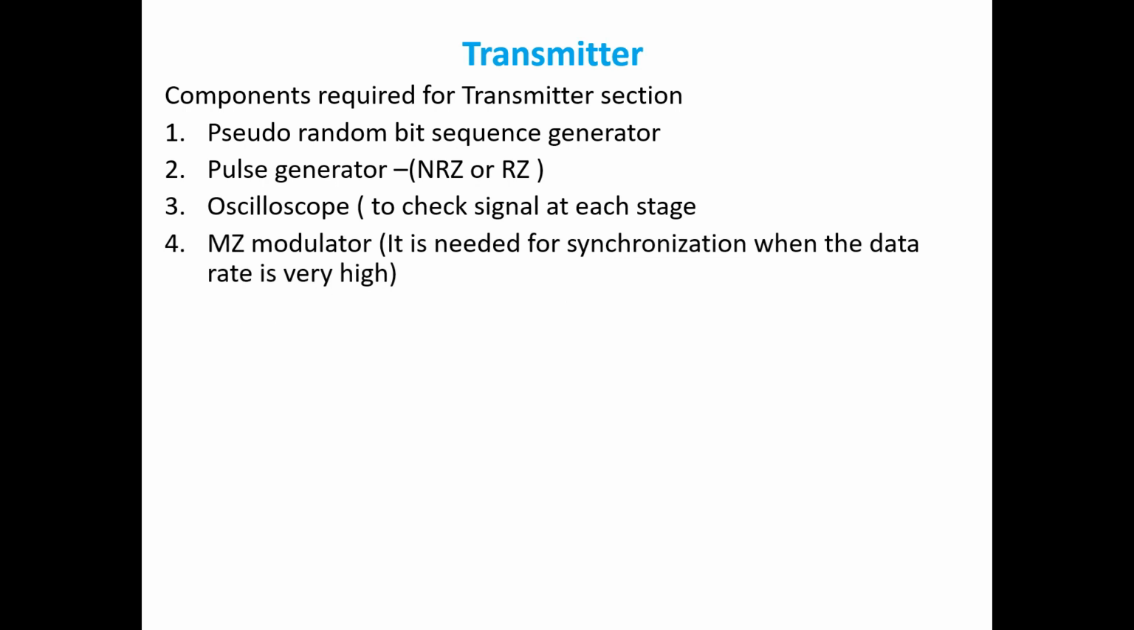Then on the transmitter side, one more important thing is the MZ modulator. And why is it needed? Because we are working at a very high rate. So it is needed for synchronization when the data rate is very, very high. Then you have a signal.